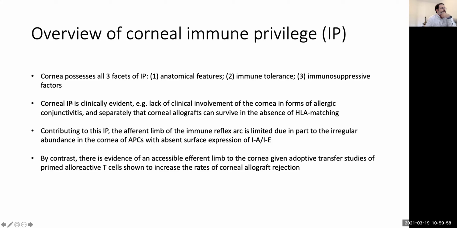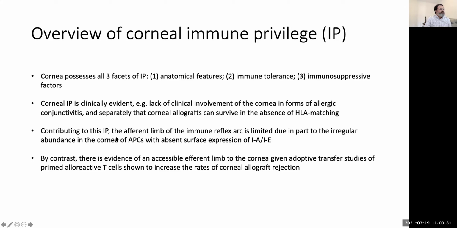It's important to appreciate that this corneal immune privilege is clinically evident. I showed you the example of allergic conjunctivitis, where the neighboring tissue is wildly swollen, whereas the cornea remains transparent and uninvolved. The other thing we focused on mostly is that corneal allografts can survive in the absence of HLA matching, and clearly the liver seems to be similar in that way.